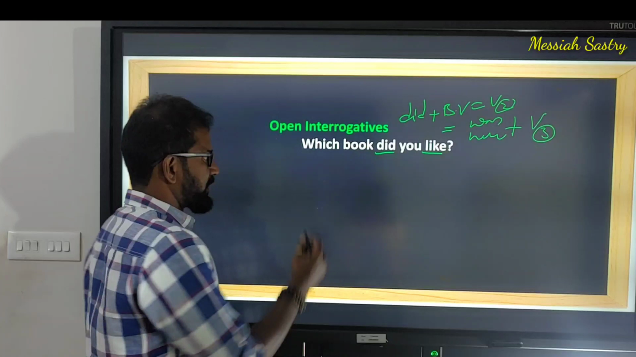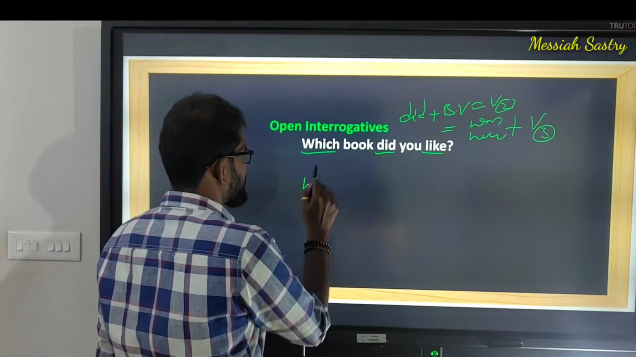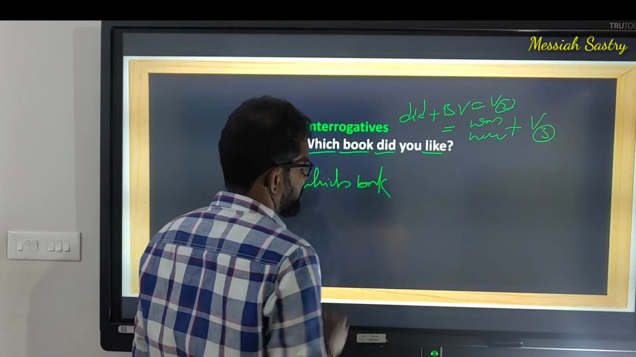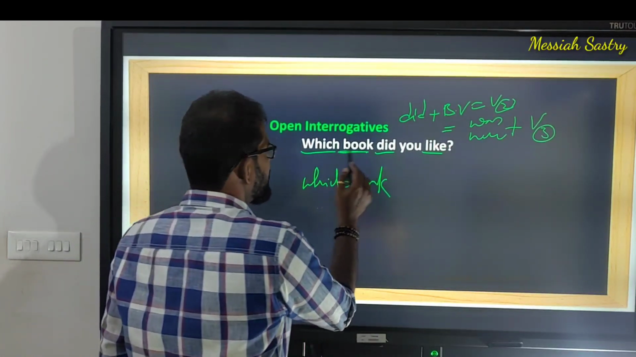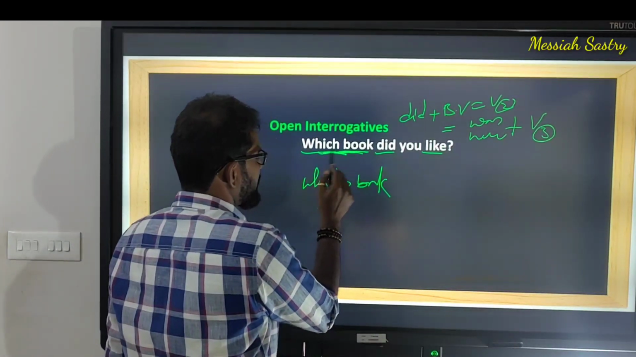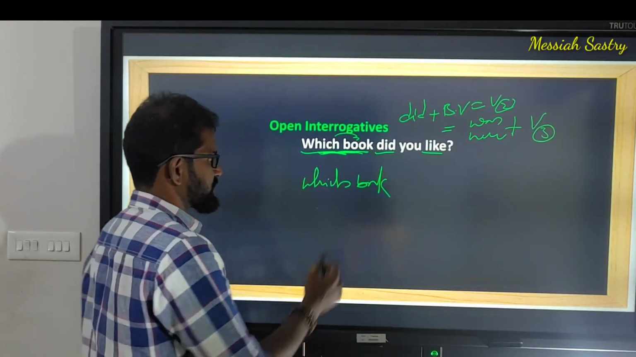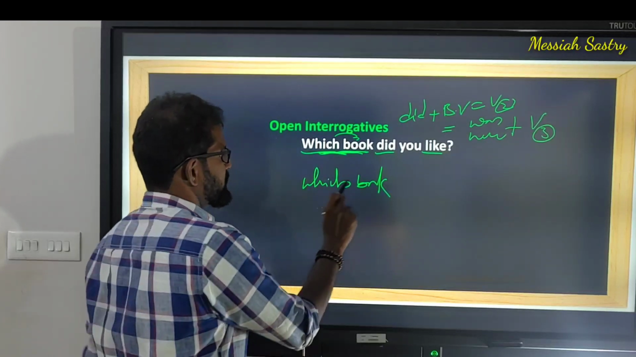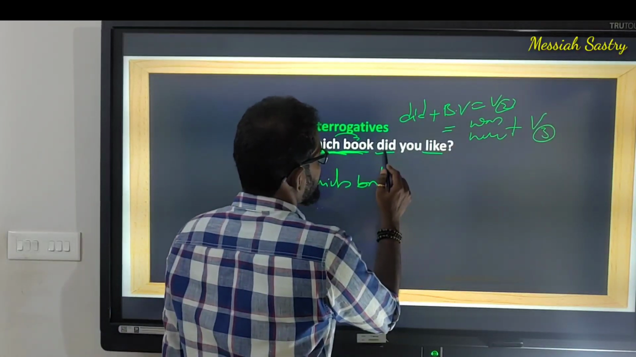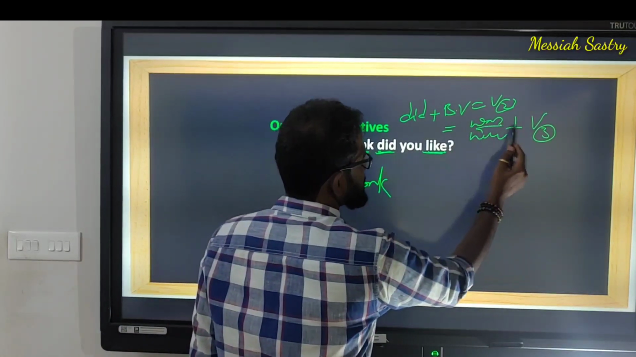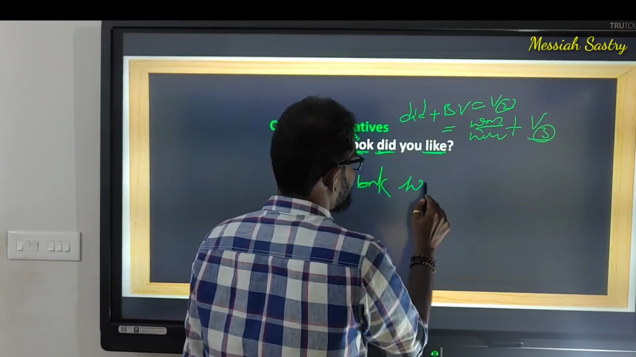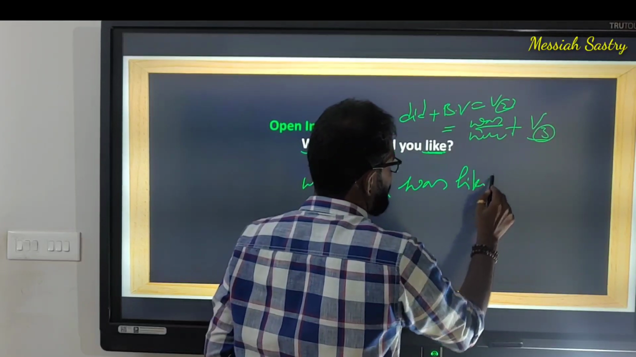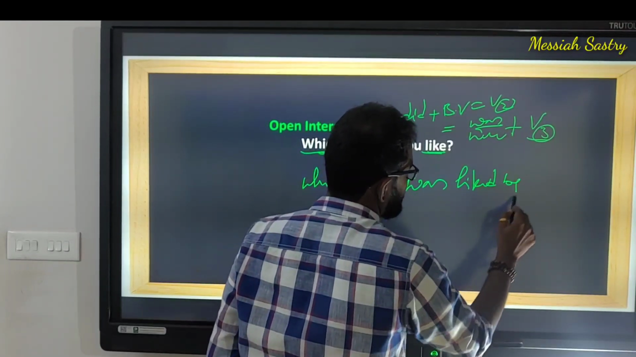When you write open interrogative, first bring the same question word first. Which. Now a noun follows, so we write the noun. We don't write a helping verb here because immediately after which we have a noun, so we just use the same noun. Which book? See here, did like becomes was liked. Book is singular, so we use was. Liked by you.